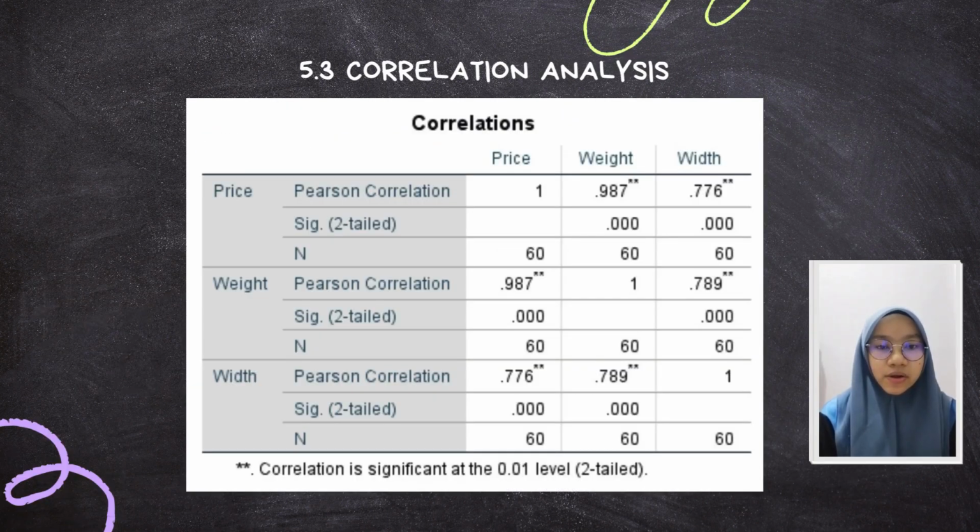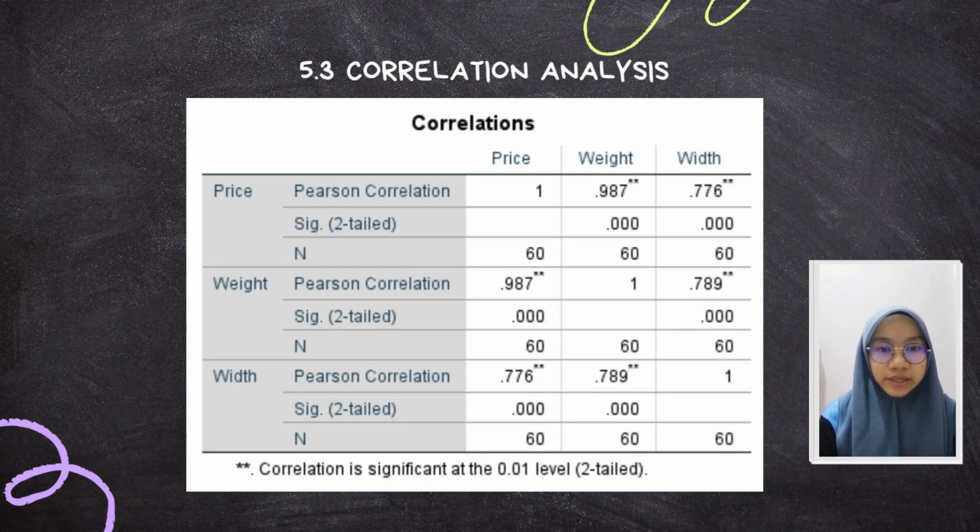Correlation analysis. Correlation analysis is a statistical technique used to determine how two variables are related. In statistics, the word correlation refers to the relationship between two variables which exists when changes in one variable are accompanied by consistent and predictable changes in the other variable.